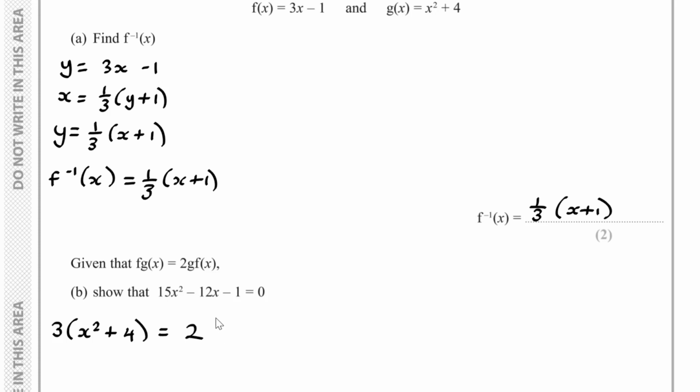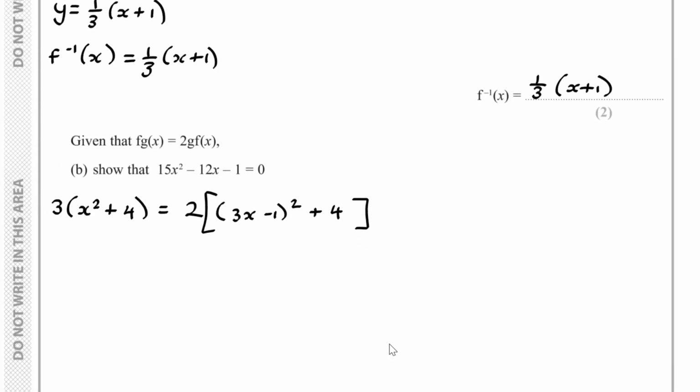And on the other side, we've got 2 lots of g of f of x. So we've got g of f of x. In other words, we replace the x over here with f. So we replace the x with 3x minus 1. So we've got 3x minus 1 all squared plus 4.